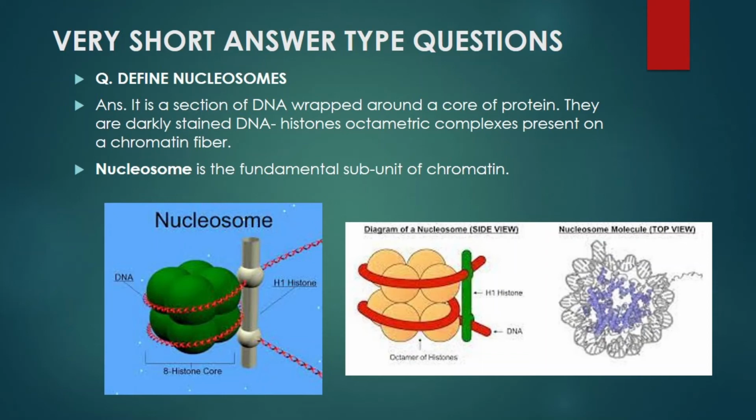It is a coiled, condensed structure which later forms the chromosomes. Okay, so the nucleosomes are the DNA which is wrapped around. You can see a string in the picture, right? The red color string is the DNA, a section of which is wrapped around the core of protein. It is a darkly stained DNA histone octameric complex present in the chromatin fiber. And the nucleosome is the fundamental subunit of this chromatin.